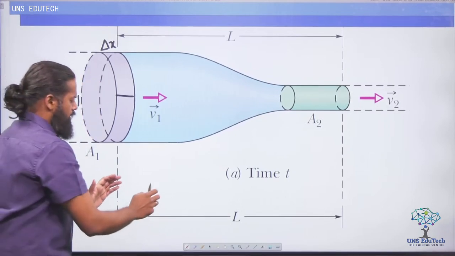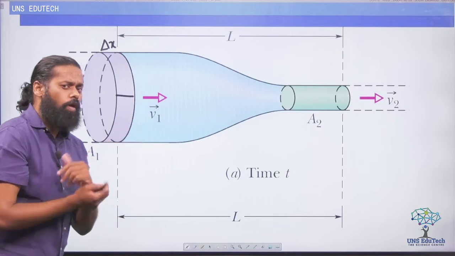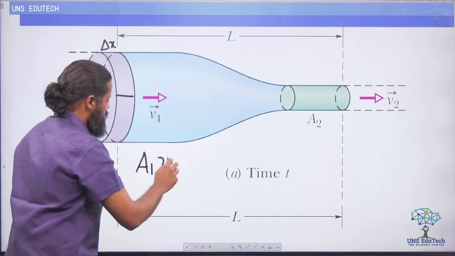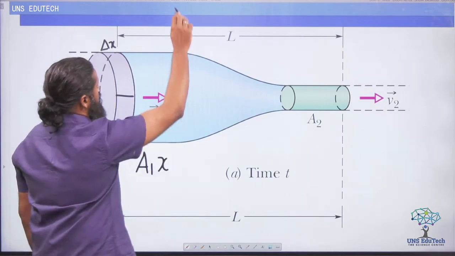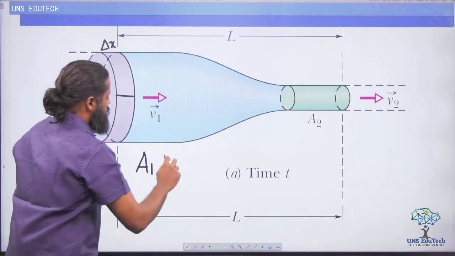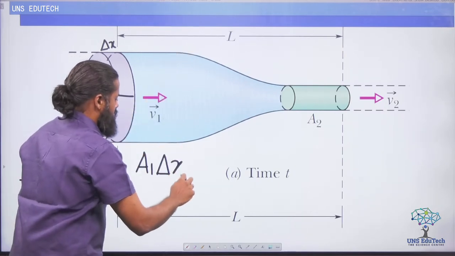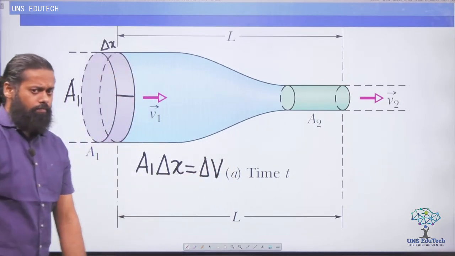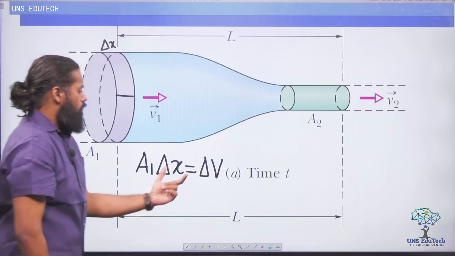You know that for a cylinder, base area into height is going to give you the volume, okay? So here, A1 into x, or delta x, A1 into delta x, is nothing but delta V. Same way, one more thing you can do.